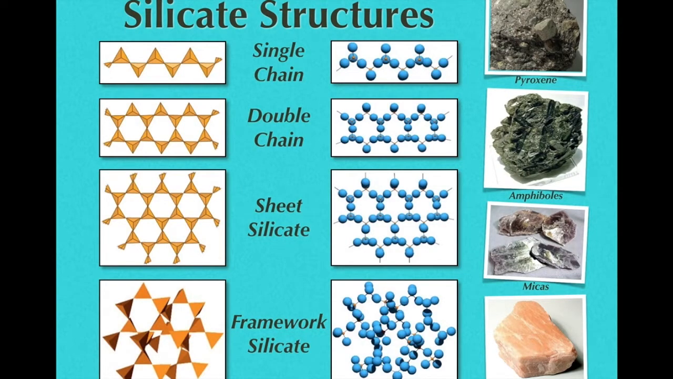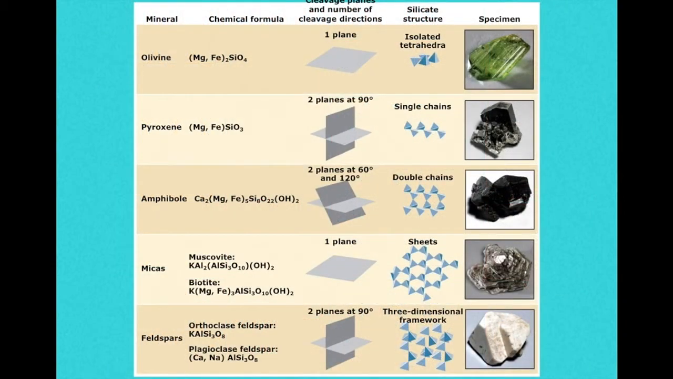They can form in different structures. Our main structures are single chain, then we have double chains, sheet silicates, and framework silicates. Depending on the structure, it will greatly influence the strength, the cleavage planes, and other features that we can see out of our minerals. So let's look at a couple of these.